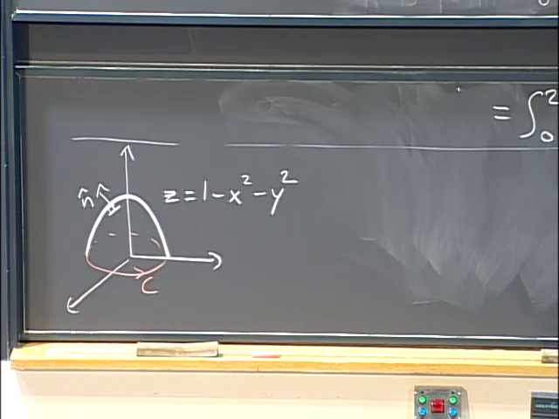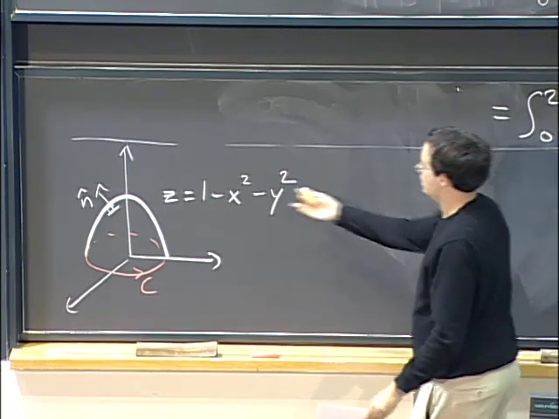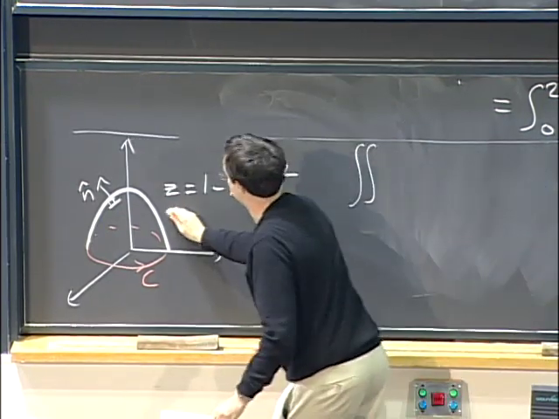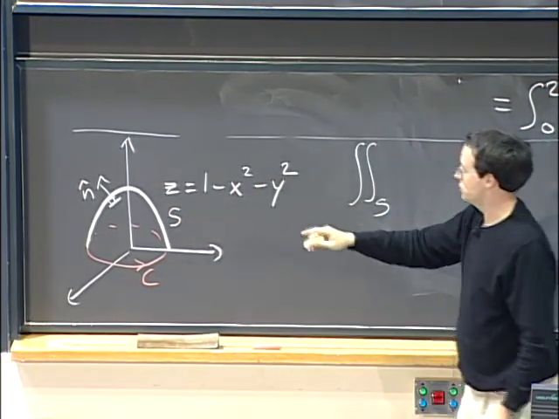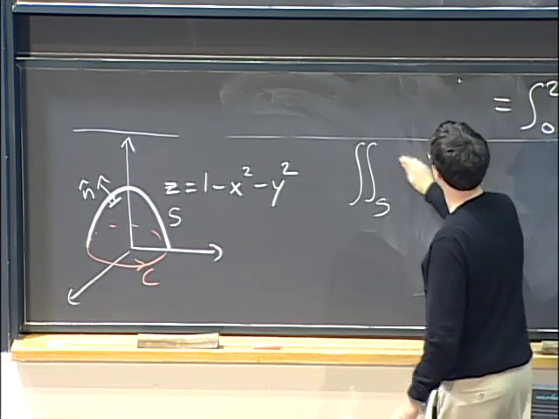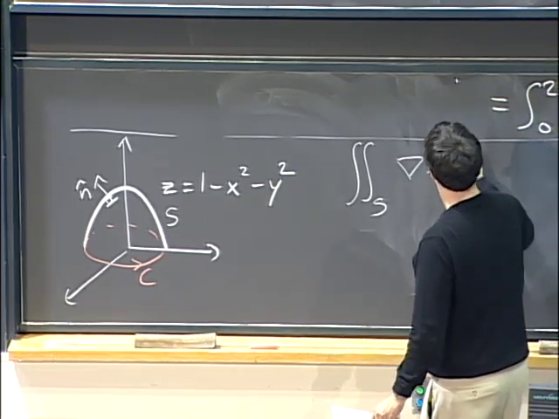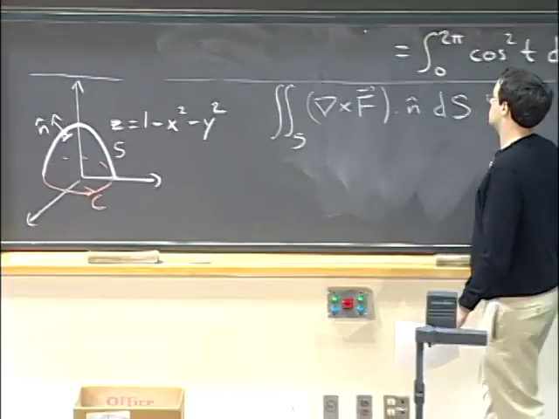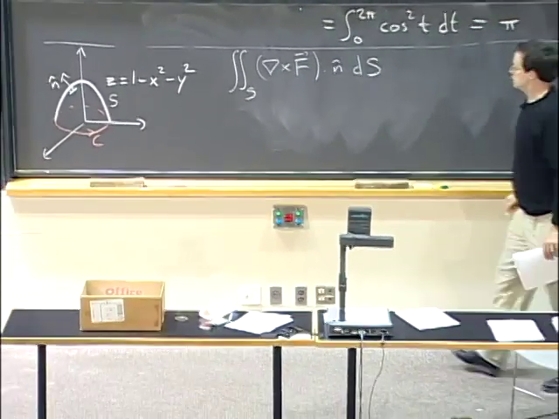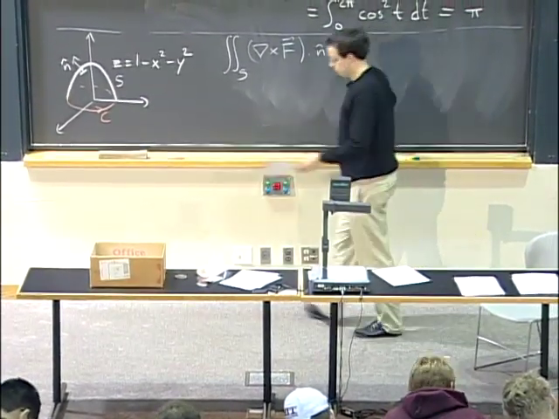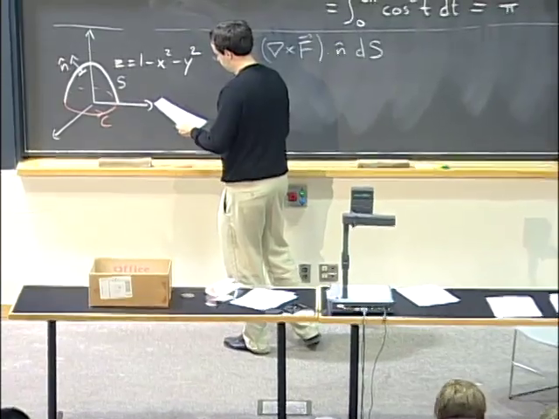So, we'll have to compute the flux through S. I mean, we don't really have to because we could have chosen the disk. It would be easier. But if we want to do it this way, we'll compute the flux of curl F through our paraboloid. So how do we do that? Well, we need to find the curl, and we need to find n dS. Okay, let's start with the curl.